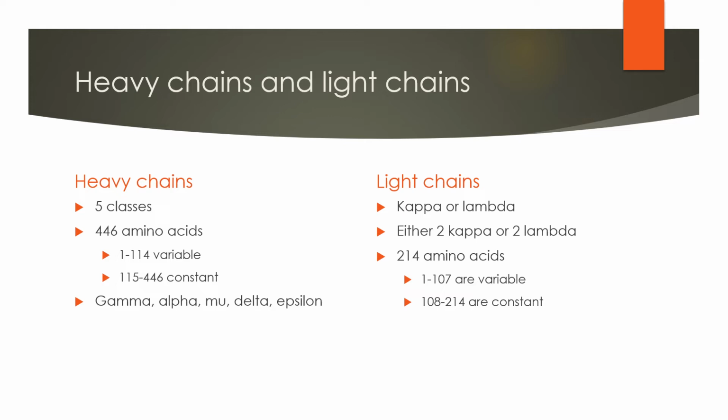We have light chains that are either going to be 2 kappa or 2 lambda light chains, and there are 214 amino acids in the light chain. 1 through 107 are variable, and 108 through 214 are constant. There are different types of light chain diseases, including light chain deposition disease. They might make too many light chains that can be deposited in the kidney. Or they can have kappa or lambda light chain diseases. Some have multiple myeloma. Others develop a non-specific monoclonal gammopathy.